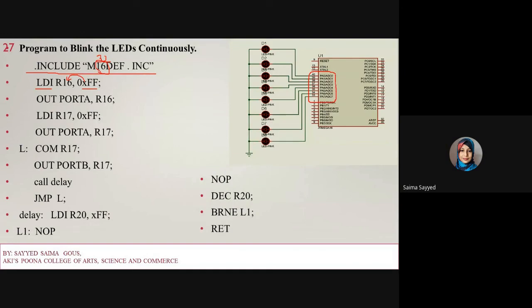For making it output, we have to make it high. So here all pins should be high. So OUT PORTA, R16. That means port A will become 0xFF, as 0xFF gets loaded into R16, and the contents of R16 get loaded into port A. Now port A becomes an output port.